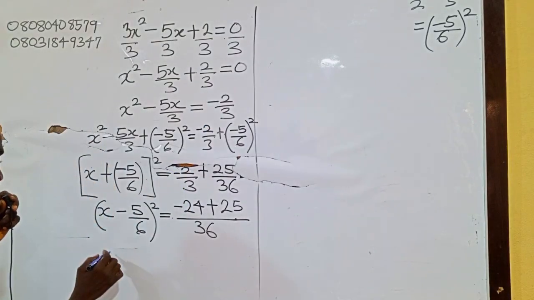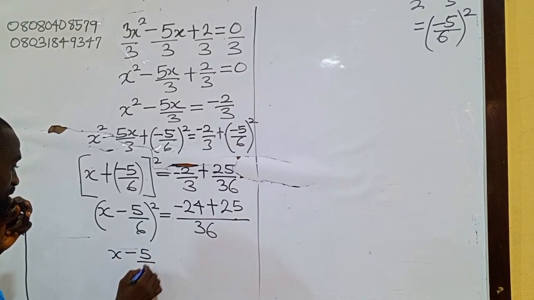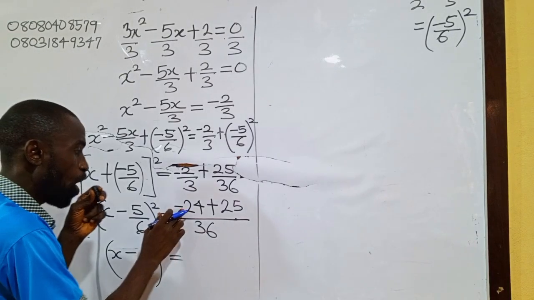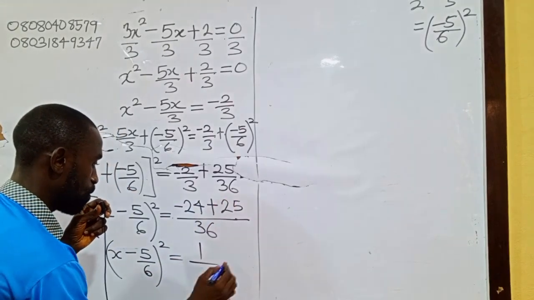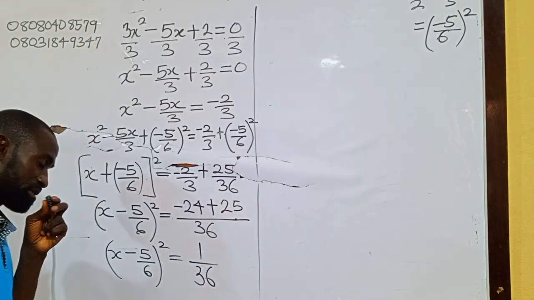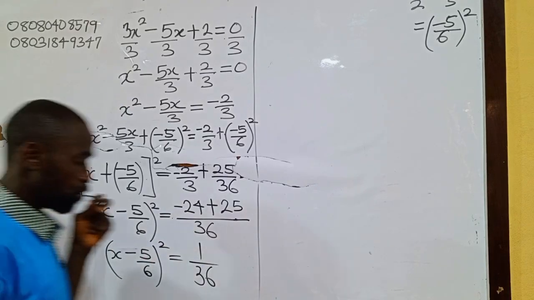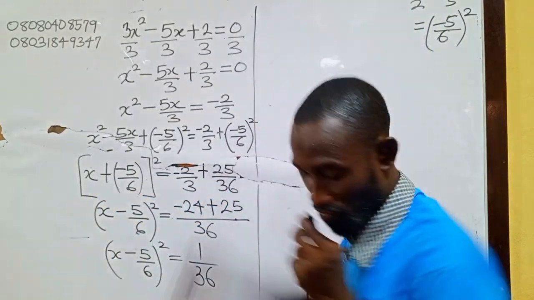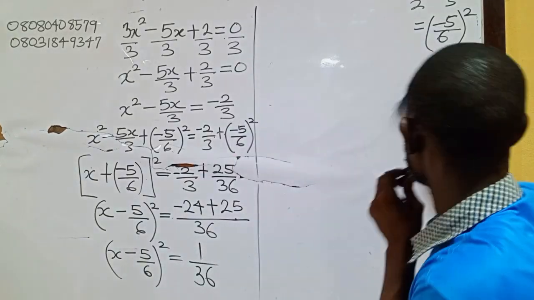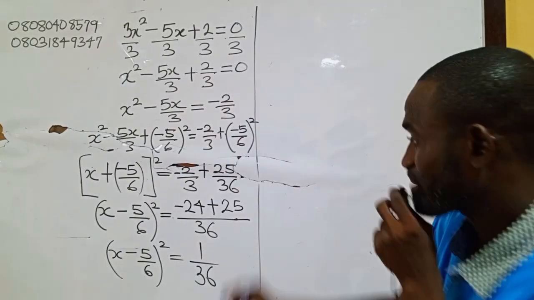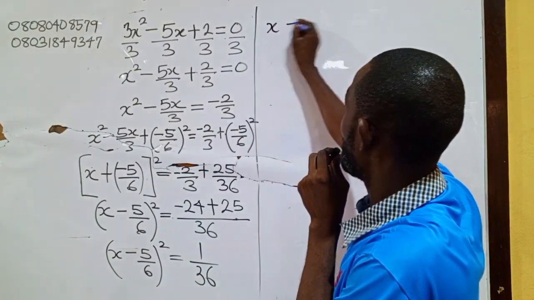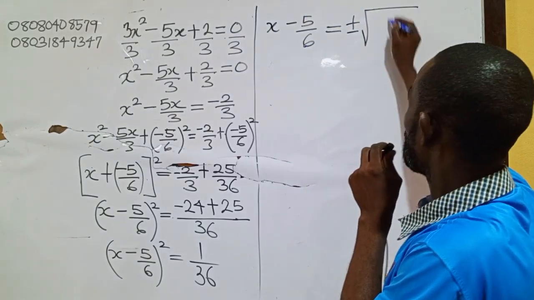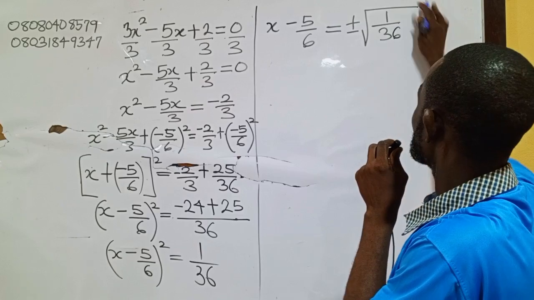So here we now have x minus 5/6 all squared is equals to minus 24 plus 25. That will be 1, 1 over what? 1 over 36. What's the next step? We root both sides. So it means our x minus 5/6 will be equals to plus or minus the root of 1 all over 36.